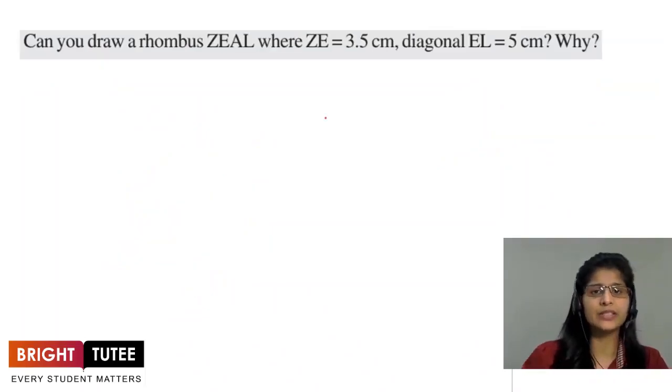In the next one, they're saying, can you draw a rhombus ZEAL with ZE as 3.5 and diagonal as 5 centimeter? Okay, so ZEAL is a rhombus.